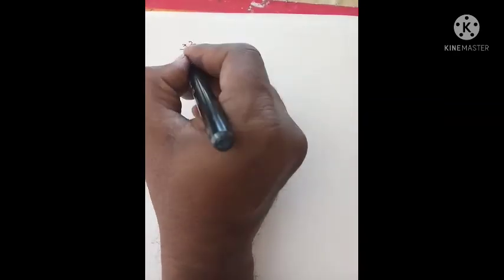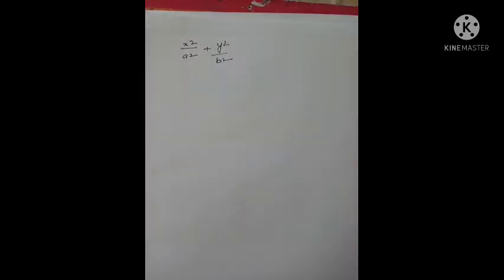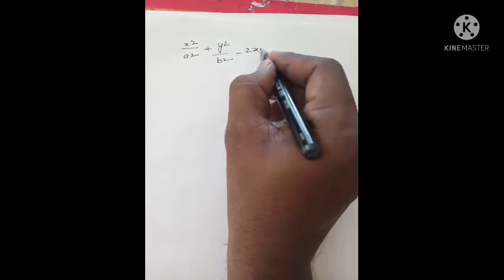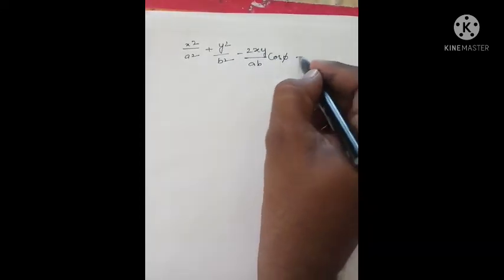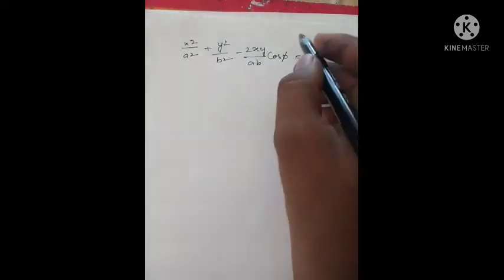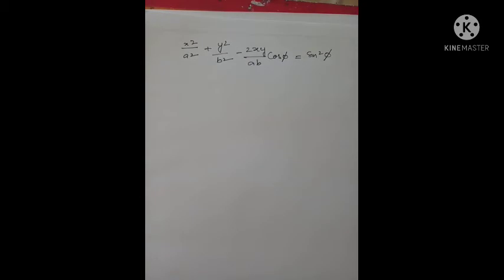Now the first case, now we got equation number 5. What does equation number 5 represent? Equation number 5 is x square by a square plus y square by b square, minus 2xy by ab and cos phi, equal to sine square phi.